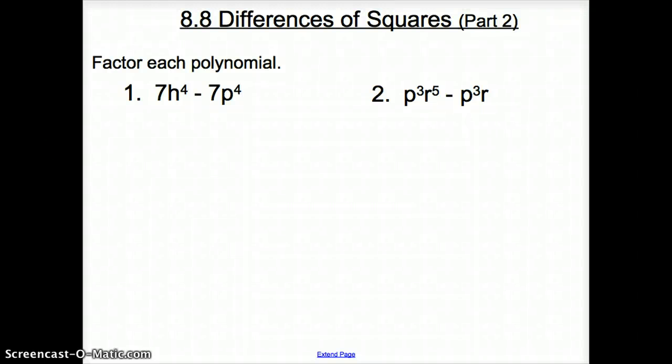Ladies and gentlemen, welcome to section 8.8, Differences of Squares, part 2.